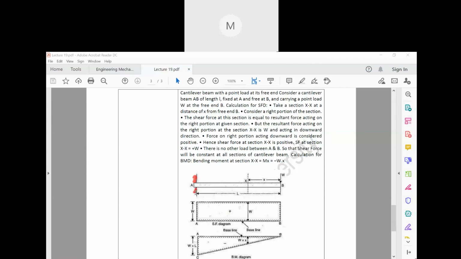And the thing is, it is not having any supports at this end. That means it is rather free. So it is free at this end. This is the difference between a cantilever and a simply supported beam. In a cantilever it has no supports at the free end.